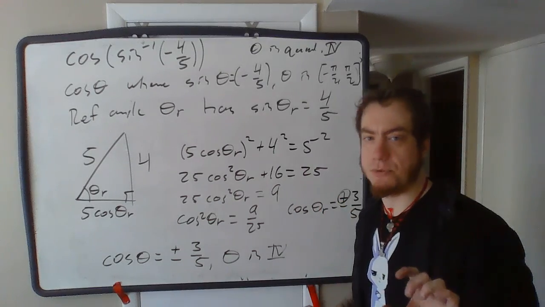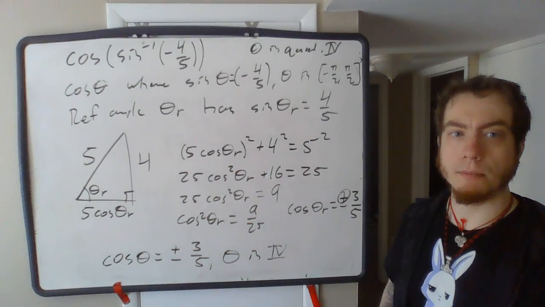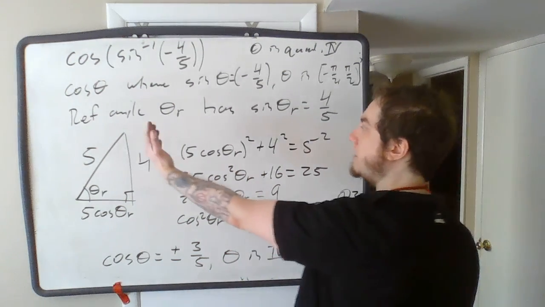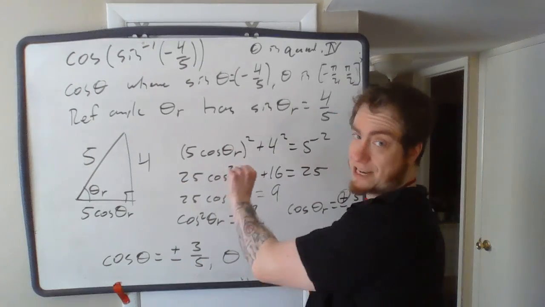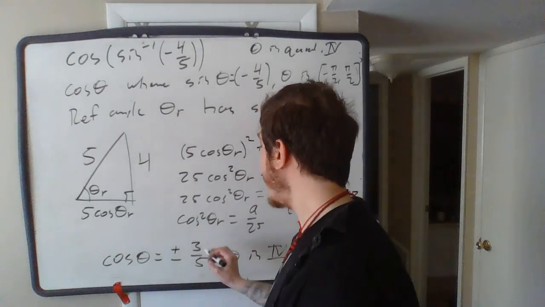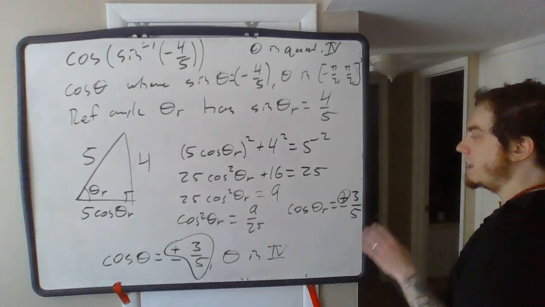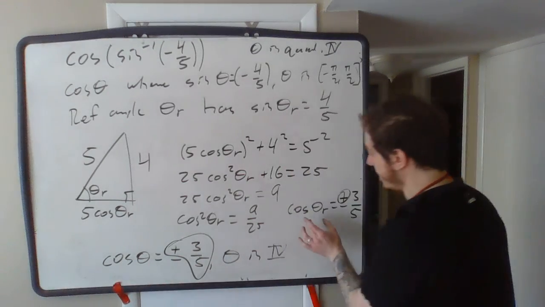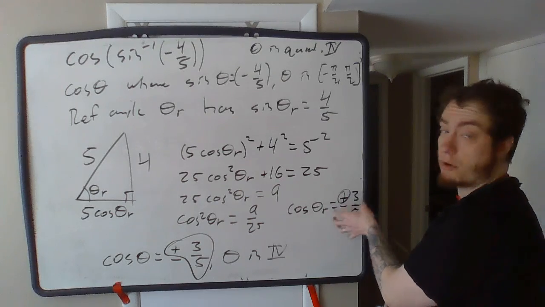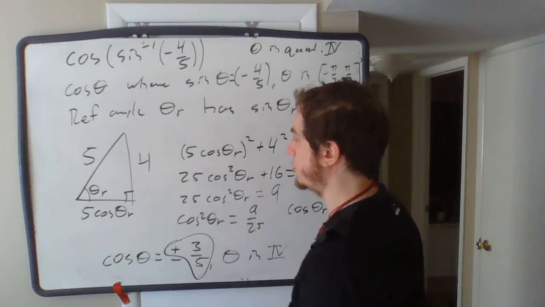So let me ask you this. Think for a moment, is cosine positive or is it negative in quadrant 4? Well, it's positive, right? Because on the unit circle in quadrant 4, the x-coordinate is always going to be positive. So the cosine of theta is going to be the positive option. The thing that we know is that the cosine of theta is always plus or minus the cosine of the reference angle, and then we use the quadrant to say should it be positive or should it be negative.